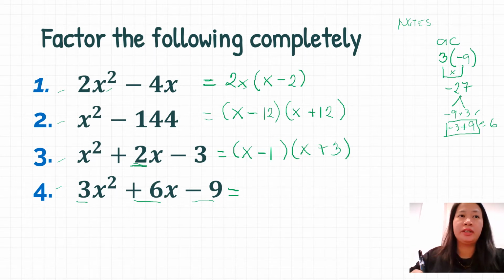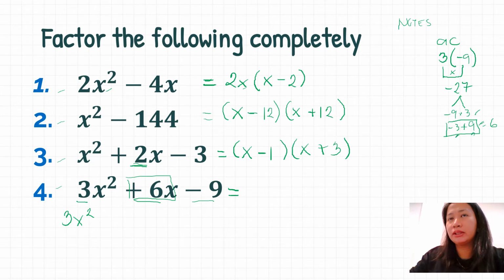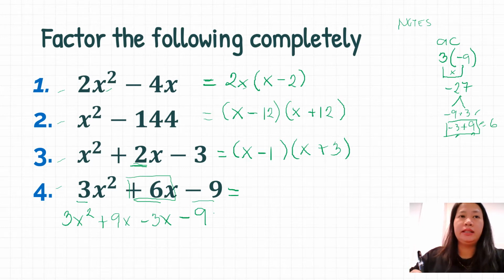I-rewrite mo po yan. So, magiging 3x squared. Instead of writing this one, ang isusulat mo yung dalawang factors na to. So, that's plus 9x minus 3x and then yung letter C mo, minus 9. Yan po yun. And then, next na gagawin mo po, wala pa po tayo, hindi pa natin nakukuha si factor. The next thing you will do is group.